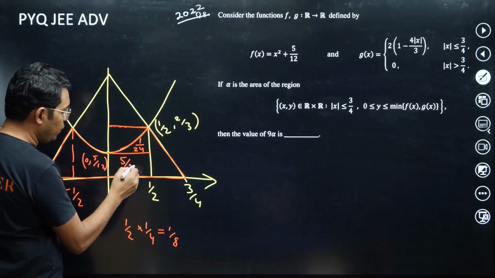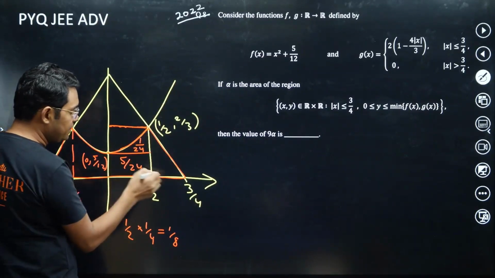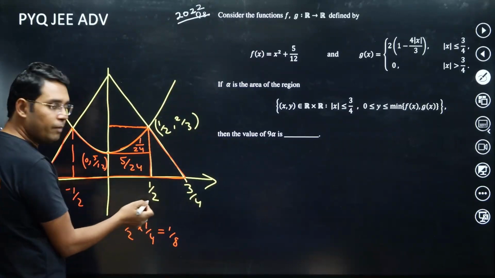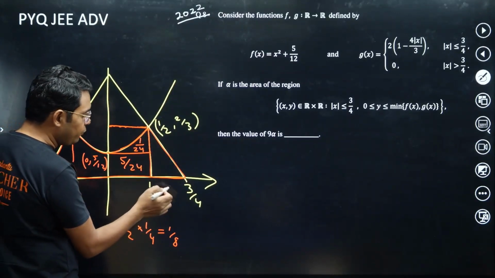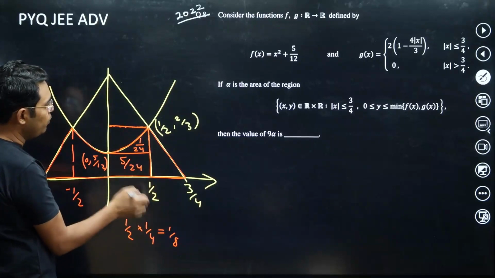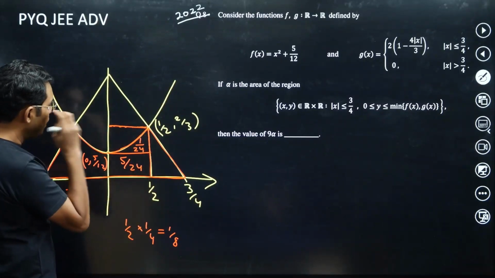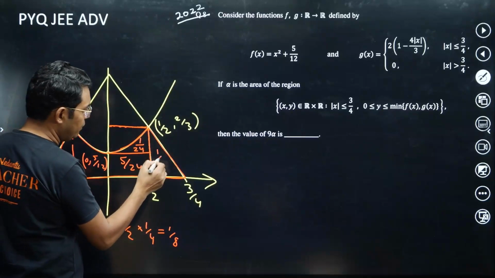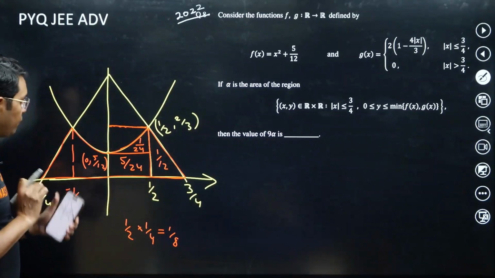So it will be 5 upon 2. For this, I think it is just a triangle only, whose base is 3 by 4 minus 2 by 4. So 1 by 4 here, and 1 by 4 into 2 by 3, so it will be into half also. So 1 by 12. Yeah, 1 by 12.